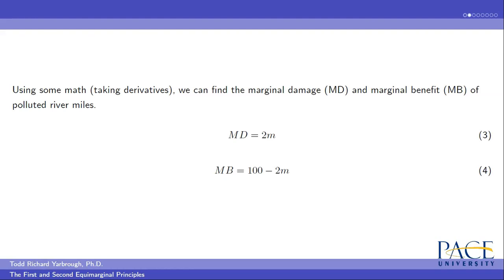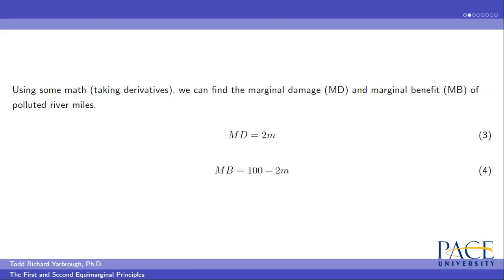So what is marginal damage and marginal benefit? Well, these functions refer to the additional damage, in the case of marginal damage, that occurs when additional river miles are polluted. So every river mile that is polluted is going to have a marginal increase in damage calculated by the marginal damage function. On the same token, we have the marginal benefit function, which tells us the economic benefit that changes every time we add an additional polluted river mile.